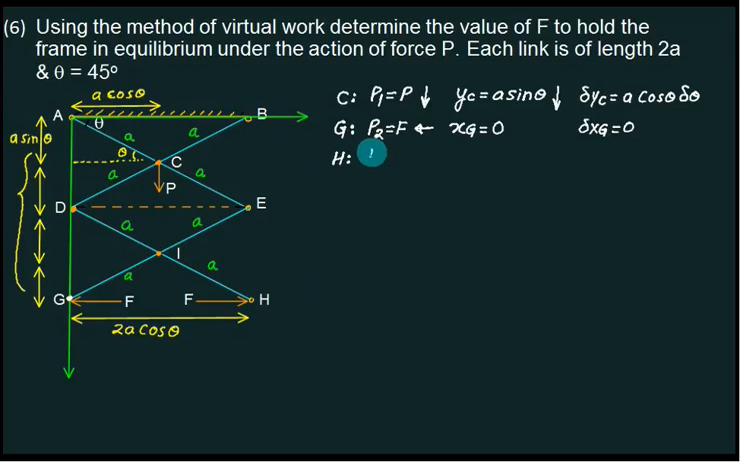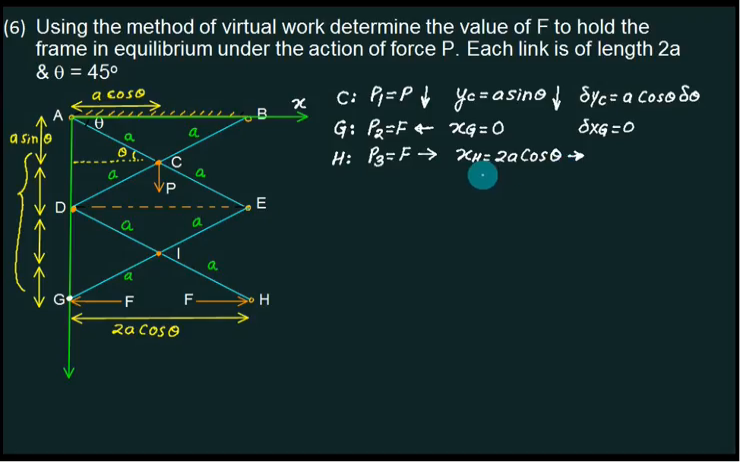Next point is H. This time I have a third force P3. This force P3 is F, but shown rightward. For this I require the X distance, because it is horizontal, of point H. This is my origin at point A. From this point, this distance is 2A cos theta. The point H is in the third quadrant. X is rightward.